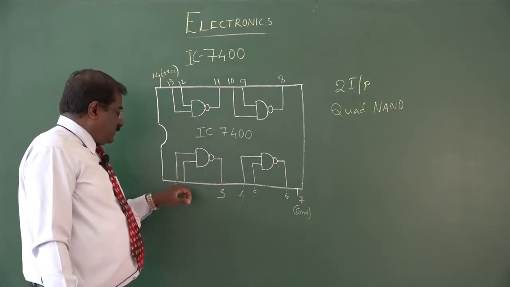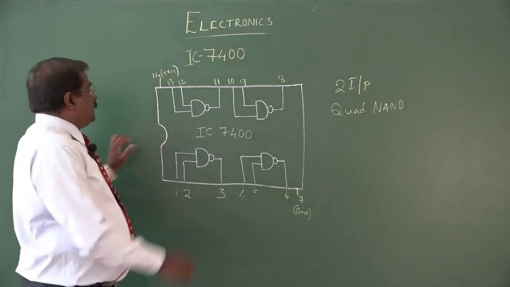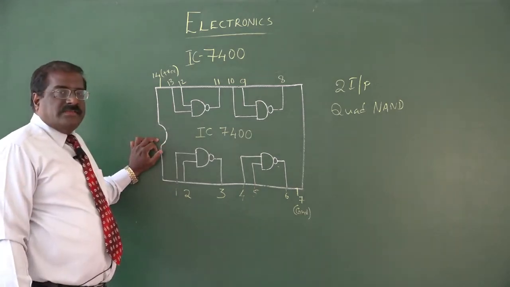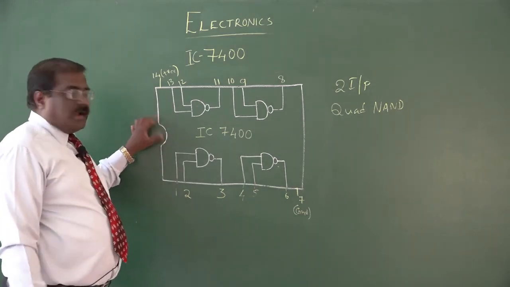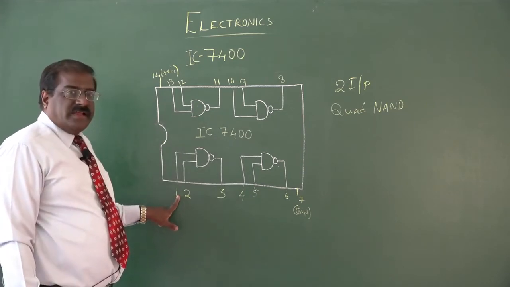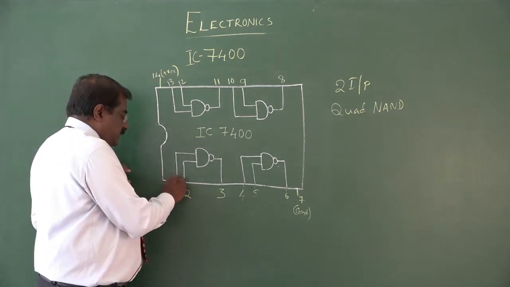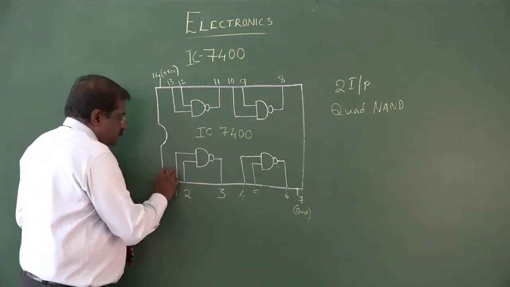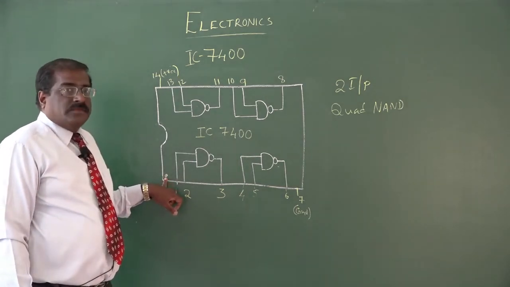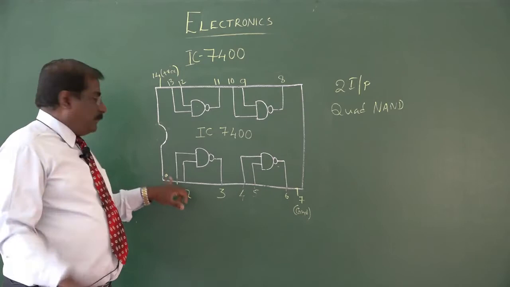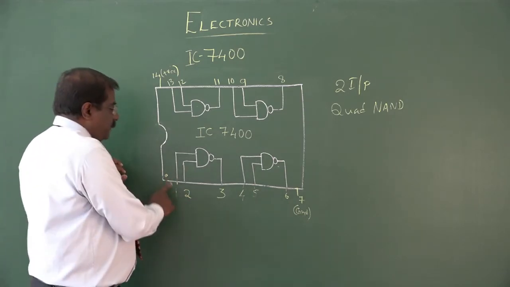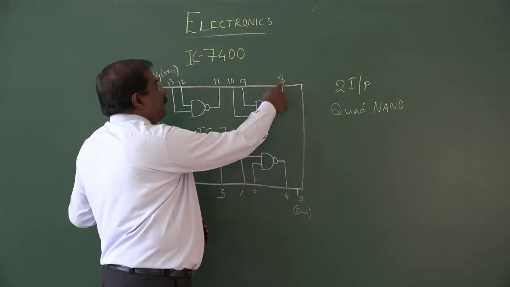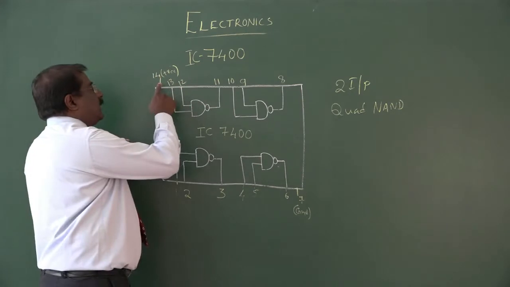So how to identify pin number 1? There will be a notch or semicircle on the IC. That part we should keep on the left hand side. Or else there will be a dot, and from the dot the pin number 1 starts. Pin numbers 1, 2, 3, 4, 5, 6, 7 start from here, then 8, 9, 10, 11, 12, 13 and 14.